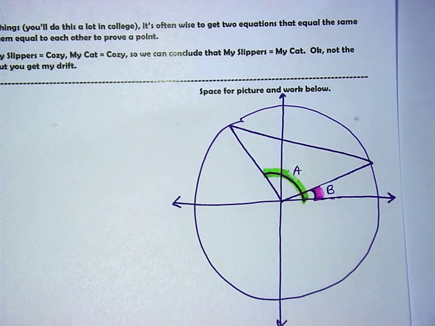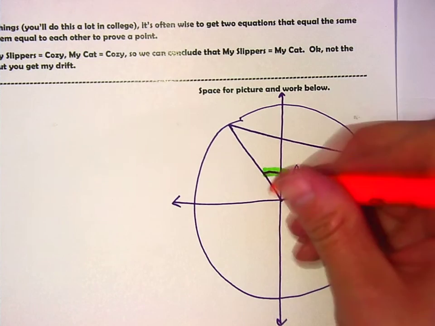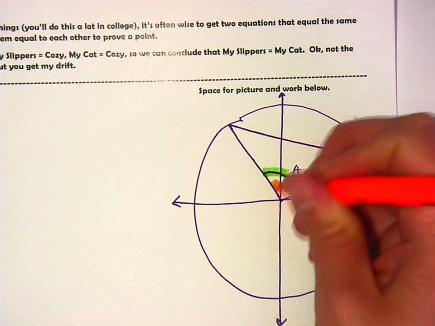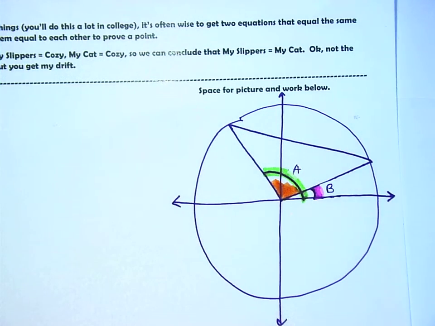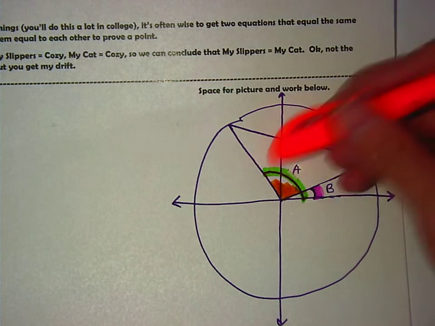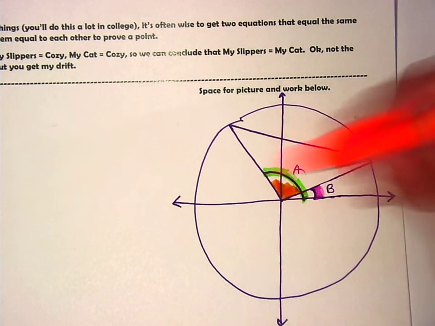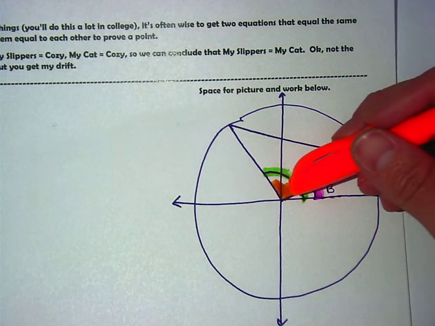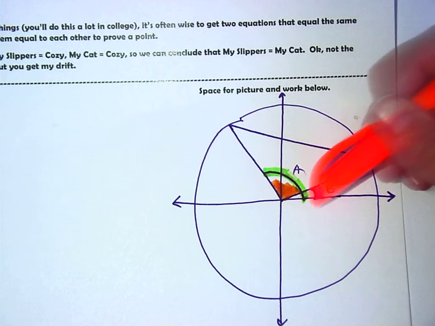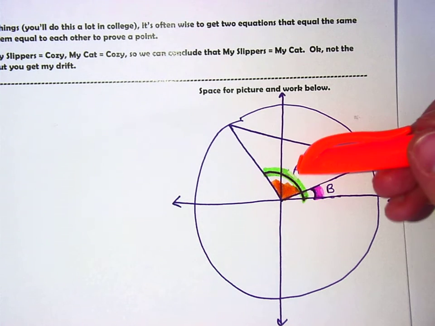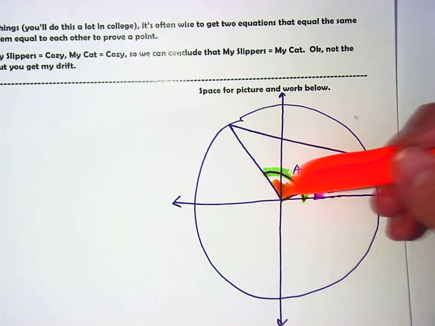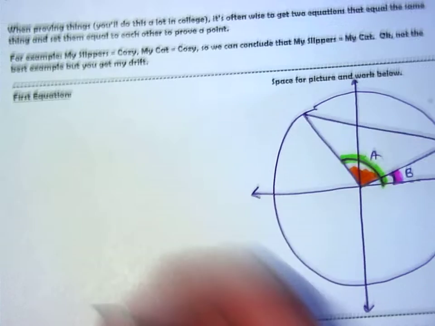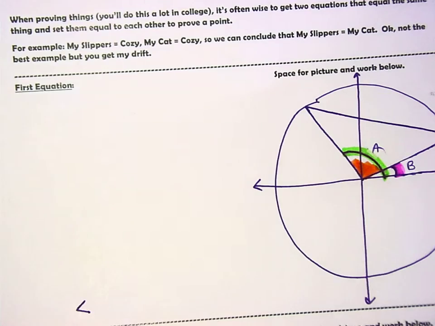What would you call this angle? No, in relation to A and B. You see how A goes all the way down? Do you see how the orange is going to be A minus B? Because if I take the green and I subtract the pink, I get the orange. Okay, green minus pink is orange. We're okay with that?